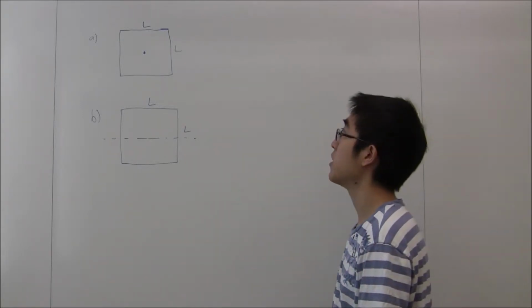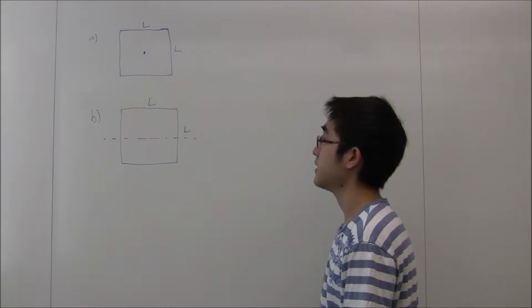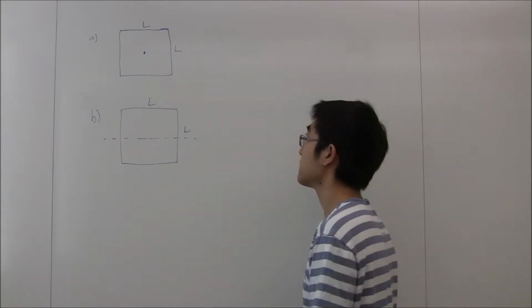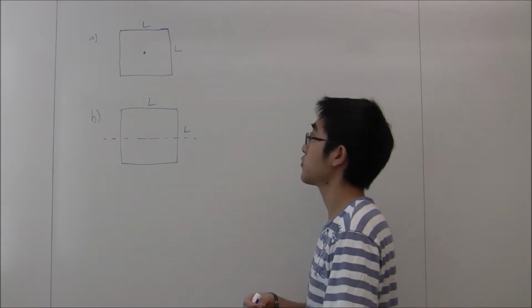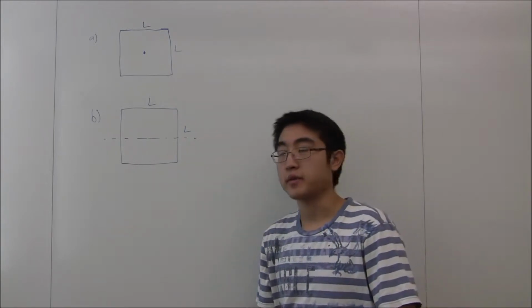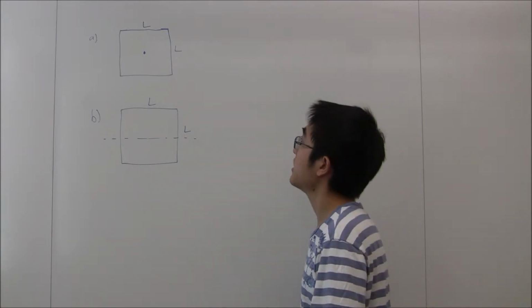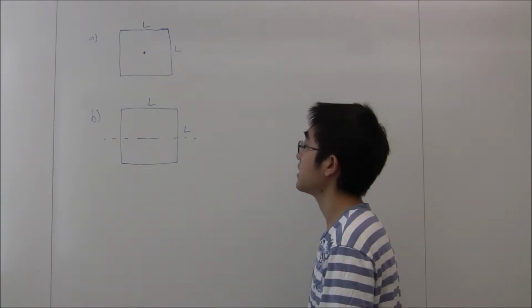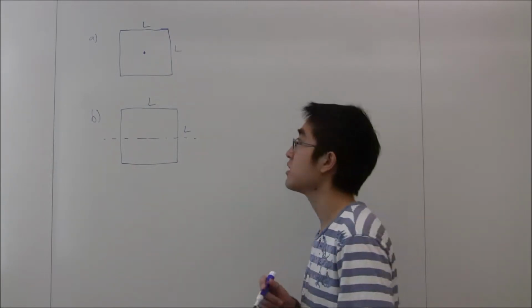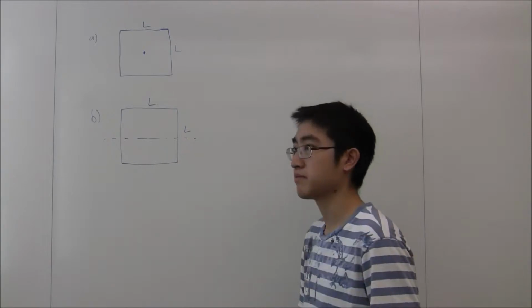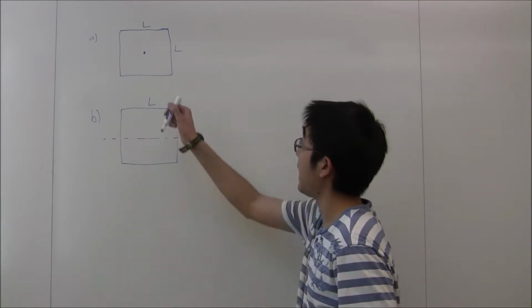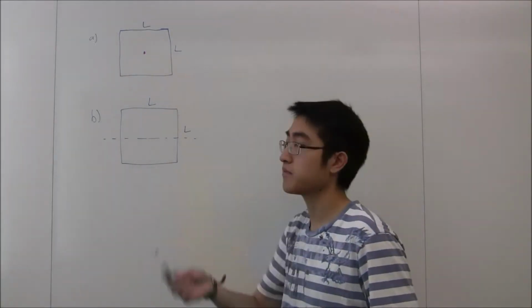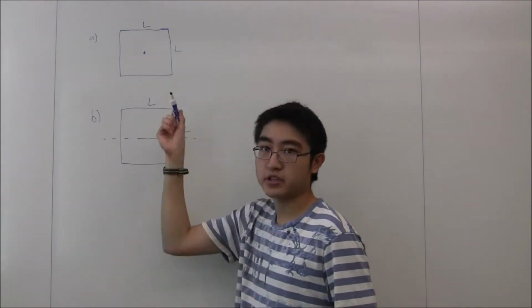So in this problem we have a uniform wire of mass big M and length 4L, which is bent to form the sides of a square as shown. Now in part A of the problem we're asked to find the moment of inertia about an axis that is passing perpendicularly through the center of mass of the square.